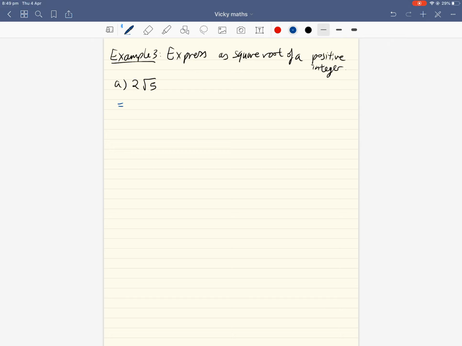Working backwards, we're looking at our coefficient first. We've got a coefficient of 2. Square root of what gives me a 2? Square root of 4 gives me a 2. So the 2 can be replaced with square root of 4, and then you multiply that by square root of 5. Reversing the pattern we were using before, we can smush them together. That's the square root of 4 times 5. So it's the square root of 20.